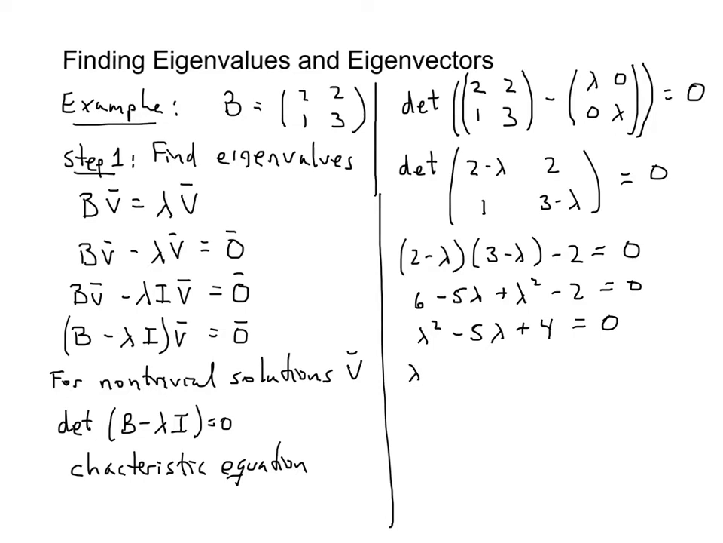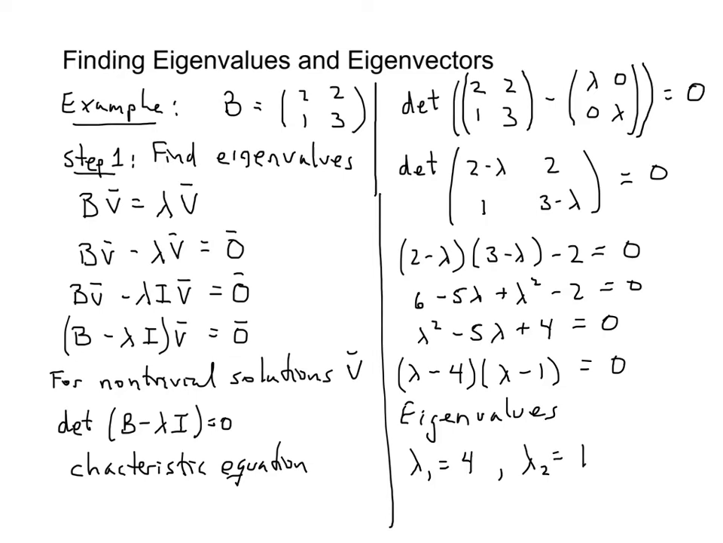This factors as lambda minus 4, lambda minus 1. We have 2 eigenvalues. Lambda 1 is equal to 4. It doesn't matter what order I do this in. Lambda 2 is equal to 1. On the next screen, I'm going to find the associated eigenvectors for these two eigenvalues.